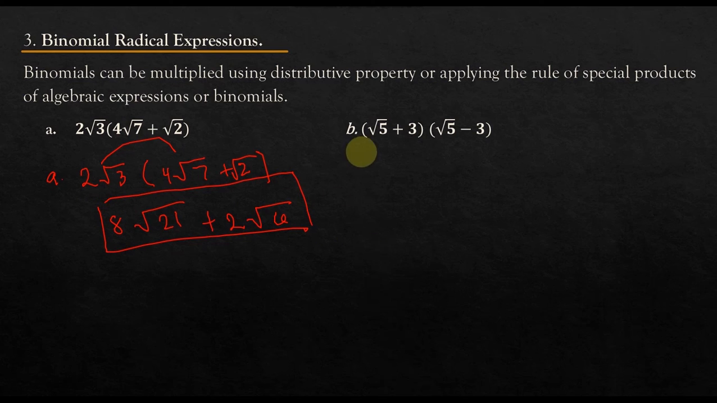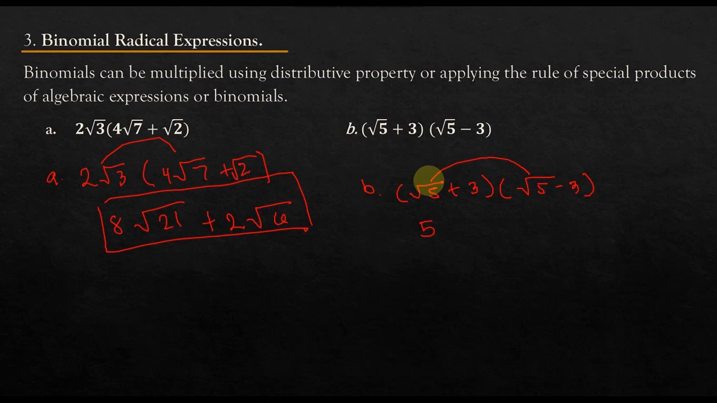What about letter B? For letter B, we have here 2 binomials. So meaning we're going to apply the FOIL method. Or you can also use some special product rule to easily answer this one. But for a general process, I'll be using the FOIL method here. We have the quantity square root of 5 plus 3, and then times the quantity square root of 5 minus 3. I'll show you the step by step method using FOIL. So square root of 5 times square root of 5 will give me square root of 25. Square root of 25 will give you 5.